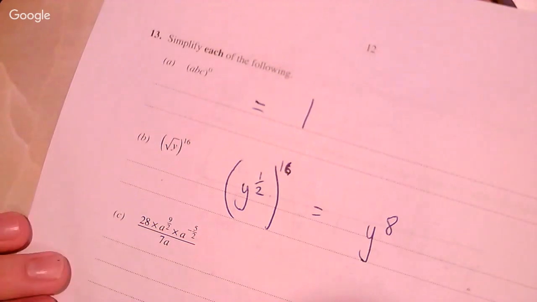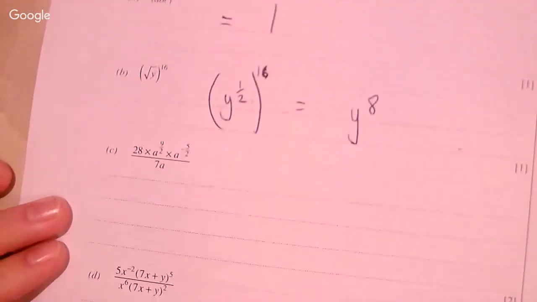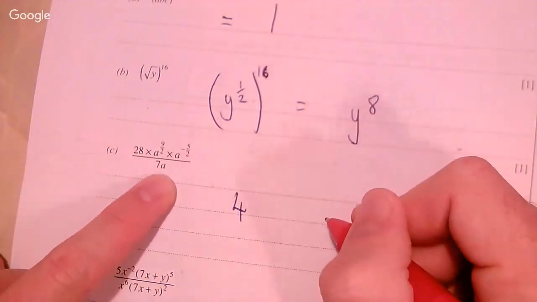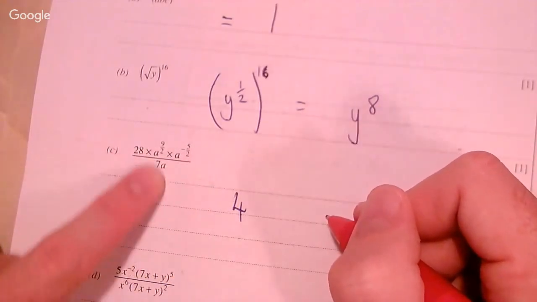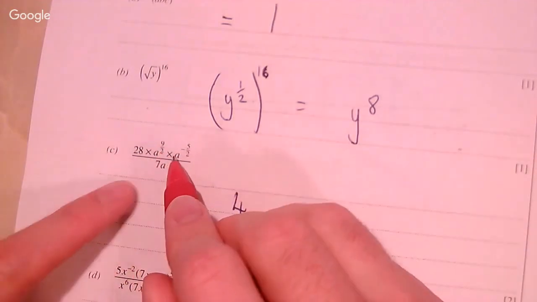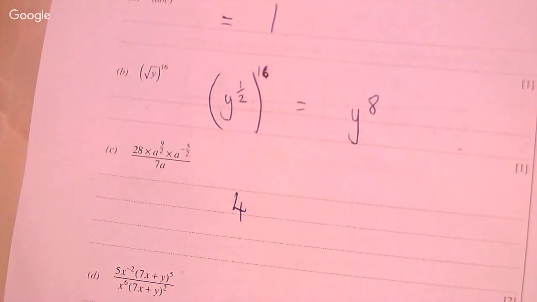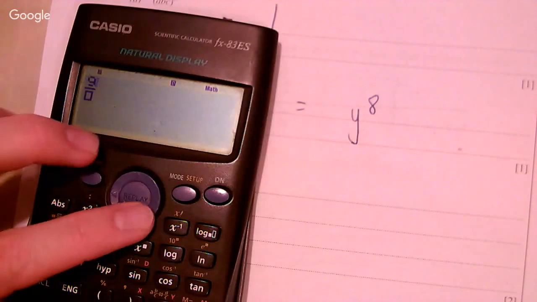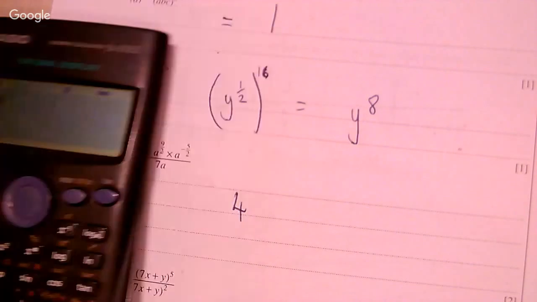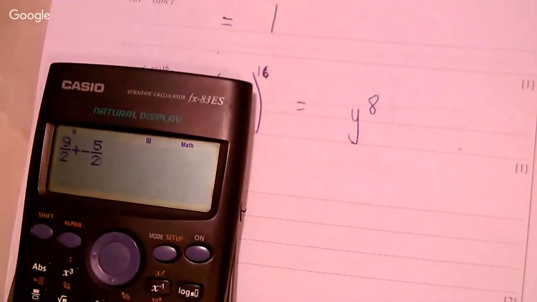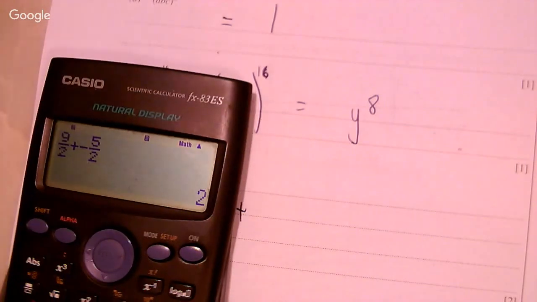Okay? This one here, numbers deal with numbers. So 28 divided by 7 is 4. I'm going to deal with these indices up here first. I'm not going to try and do anything with the a there. I'm going to take it in 2 parts. So 9 over 2 times minus 5 over 2. That's just doing, we add the indices. So I want to do 9 over 2, add, and then it is a minus 5 over 2. Stick it into your calculator if you want. It's a calculator paper. Okay, it's just 2.